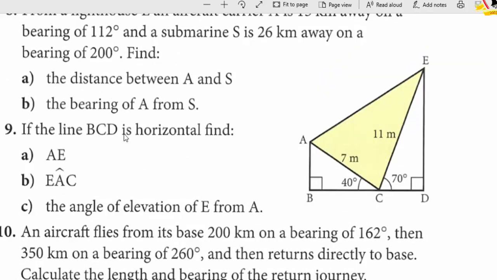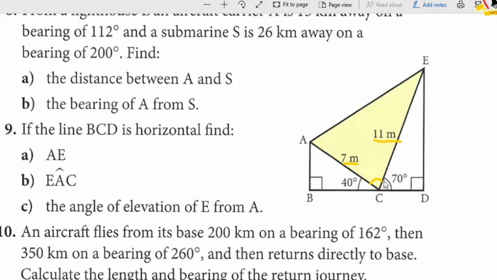If the line BCD is horizontal, okay, this line BCD is horizontal, find AE. AE is this length. I'm not going to actually solve the whole question, but I'm going to give you some keys to help you solve the question. Now we can use cosine rule because two sides are given, the side and the side of this yellow triangle, and the angle between the sides.